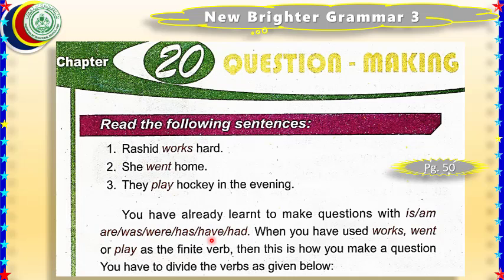If there is a sentence in which there is "is" or "am", for example, he is a boy. If we want to change it into a question, we shall write, is he a boy? When you have used works, went, or play as the finite verb, then this is how you make a question. You have to divide the verbs as given below.